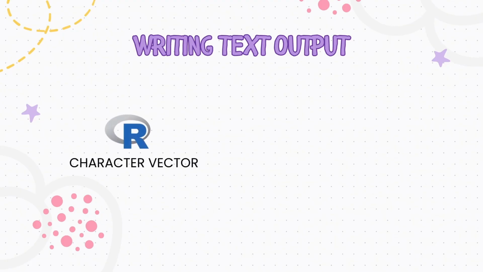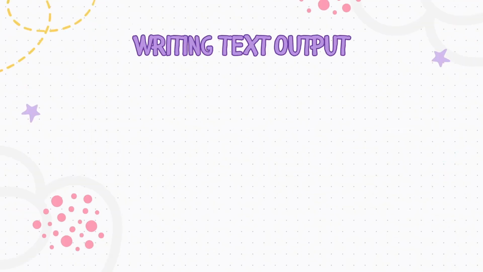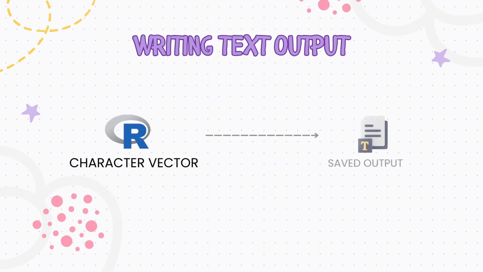So, if you have a character vector from our previous line, suppose this is our collection of lines. Suppose the first line says hello world, the second line says welcome to R programming, and the last line says bye bye. So this is a collection of our characters, or let's say strings. This is a character vector. While writing text into files, R writes those character vectors into the text file line by line.